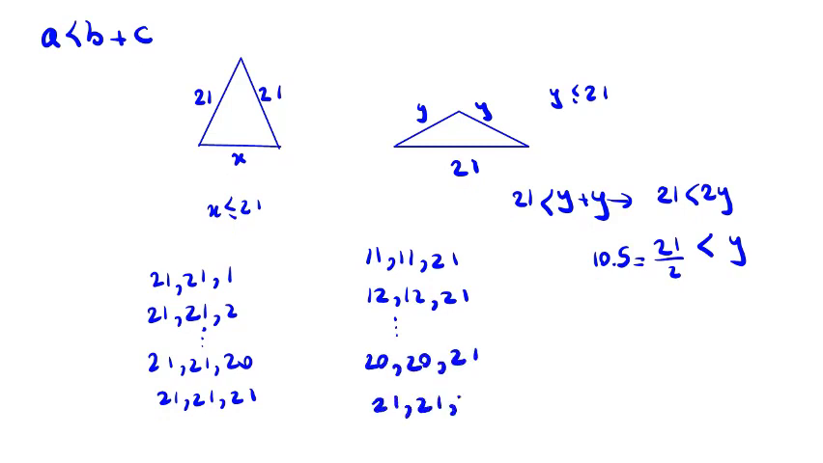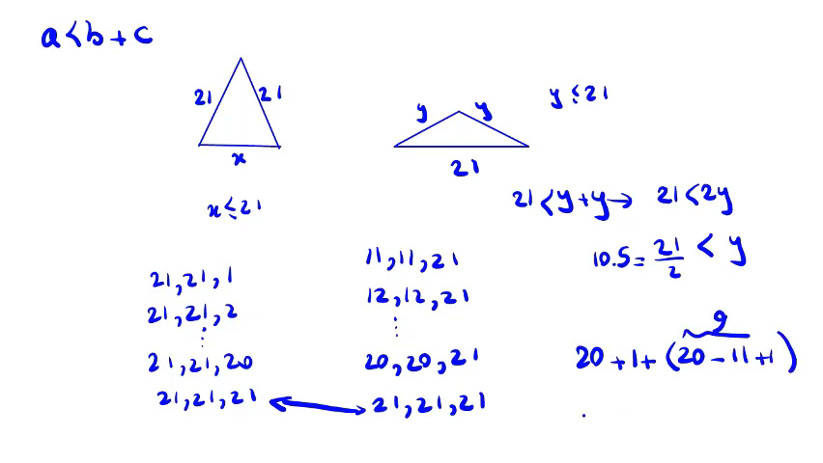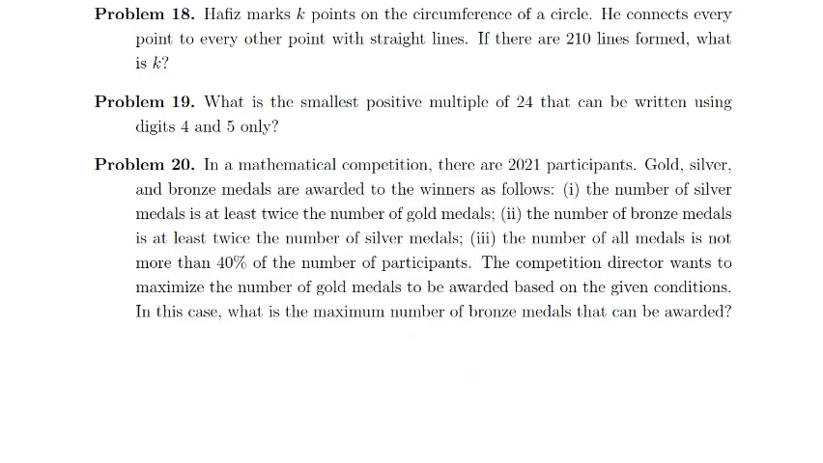The last one, 21, 21, 21, is in both of them, so you should count only one. 1 to 20, 20, plus this common triangle, equilateral triangle with length 21, 1. 11 to 20, you say 20 minus 11 plus 1, which is 9, 9 plus 1, 10. 10 plus 20, 30. 30 plus 1, 31. So the answer of this problem is equal to 31.